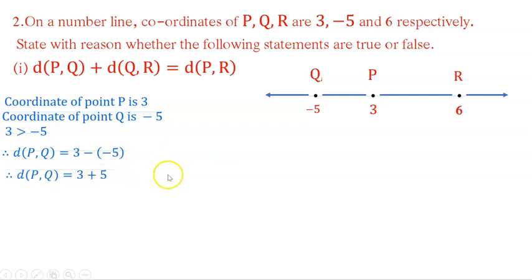Therefore 3 plus 5 is equal to 8, and hence distance PQ is equal to 8. Okay, distance PQ is 8. Next, the coordinate of the point Q is -5.